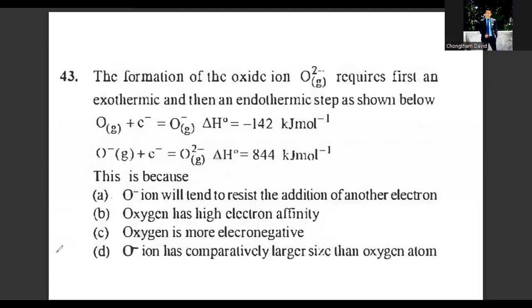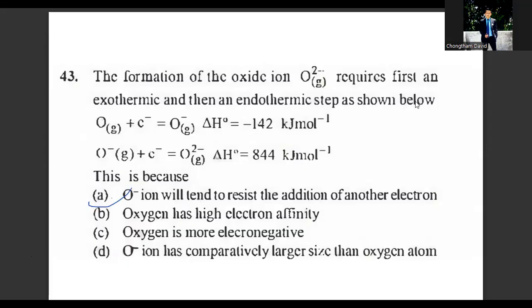43. The formation of the oxide ion requires first an exothermic and then an endothermic step. Gaining electrons is exothermic. The second subsequent addition is endothermic, because in a negative environment, if you add again, it repels. This is the key. This O minus exerts a force of repulsion on the incoming electron. Thus, extra energy is required to overcome it, and hence it shows this trend, that is an endothermic process. So the answer to 43 would be: O minus will tend to resist the addition of another electron because minus and minus repel.